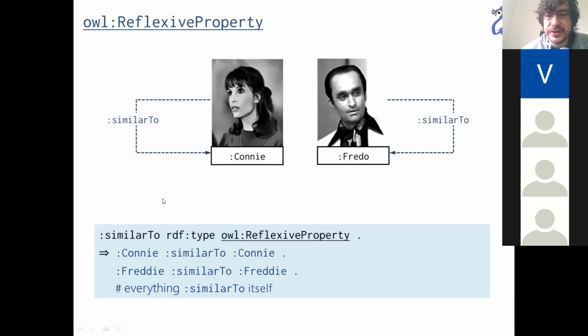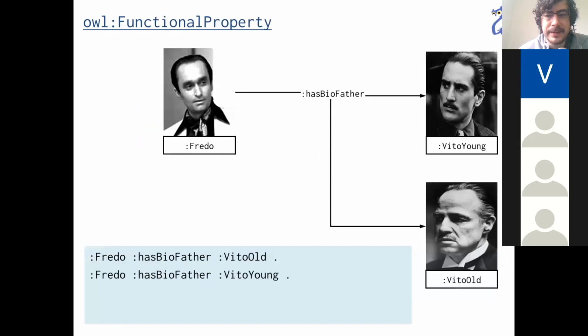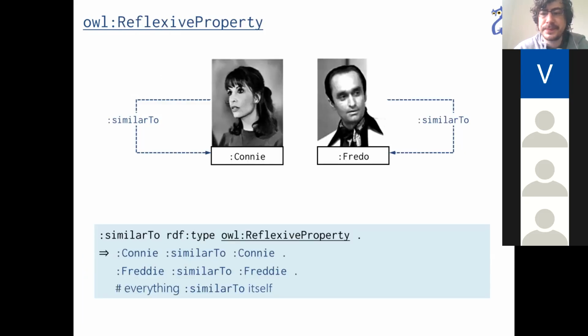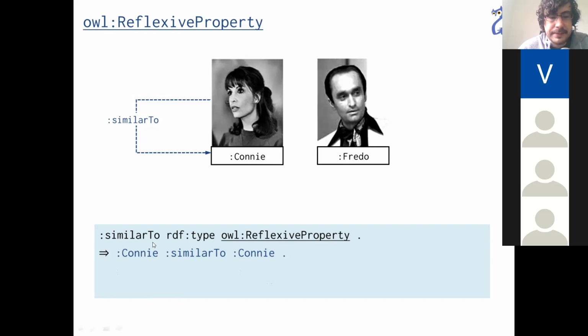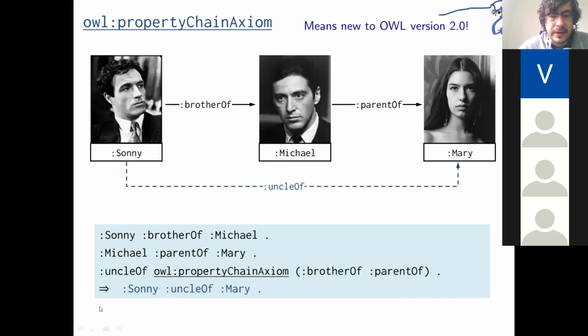Okay, any questions or doubts so far? I have a question. Sure. So according to what's shown in the PPT, we can use both RDF and OWL at the same time. Yep, it's a good question. So these definitions that we have here, for example, similar to type OWL reflexive property, uncle of property chain axiom, we can express OWL in RDF.